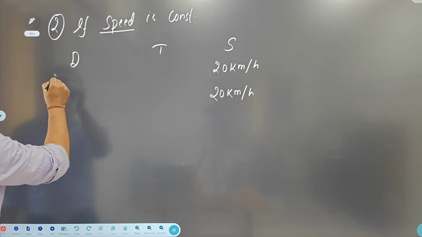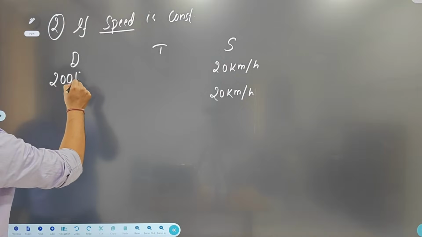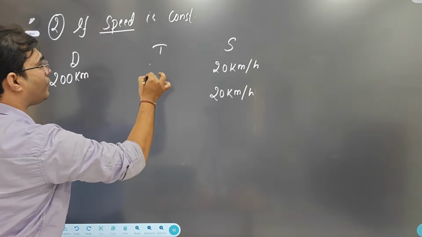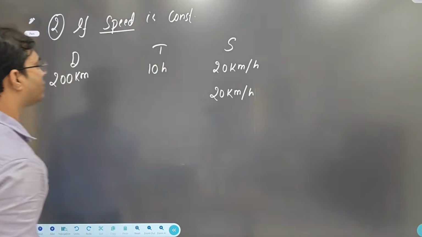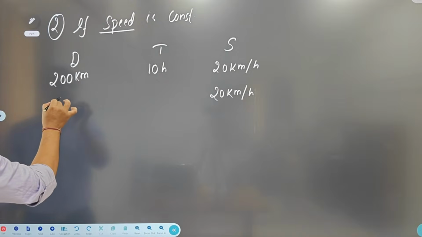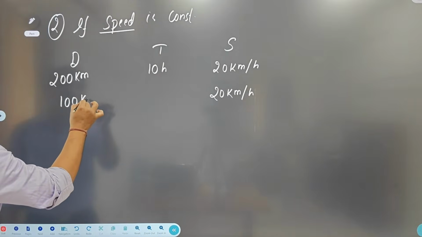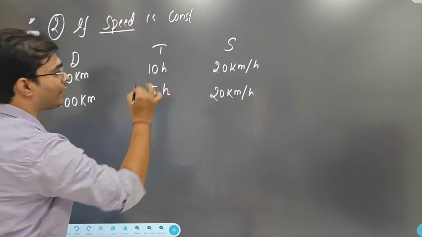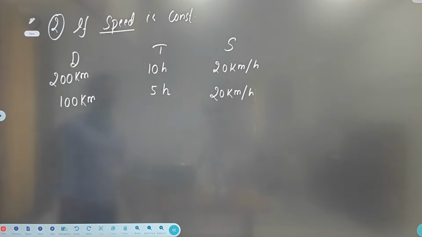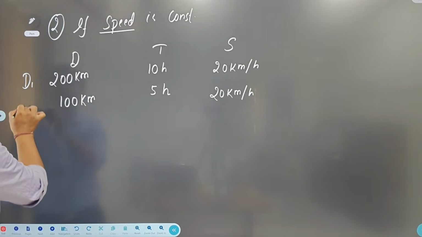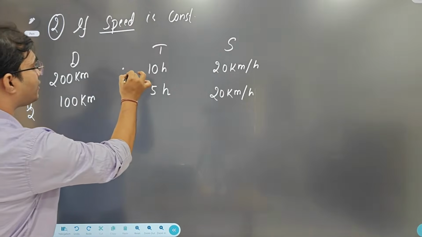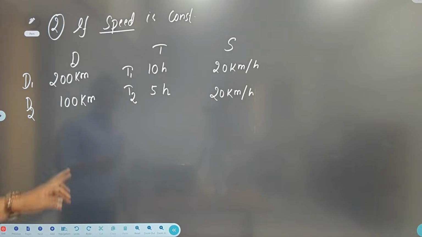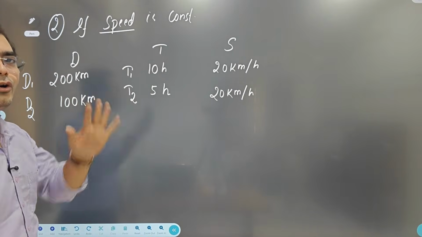If the distance is 200 km and the speed is 20 km per hour, we know that the time taken will be equal to 10 hours. Similarly, if the distance is 100 km, speed is 20 km per hour, the time taken will be equal to 5 hours. Right? How do we find the relation? Let me call this D1, this value D2, this T1, and this value T2. What can we observe in this? Now in this case, we can see that D1 T1 is not equal to D2 T2.